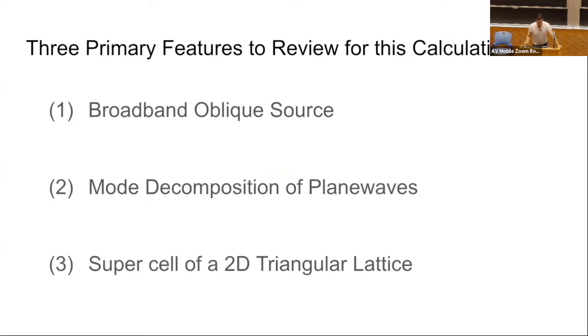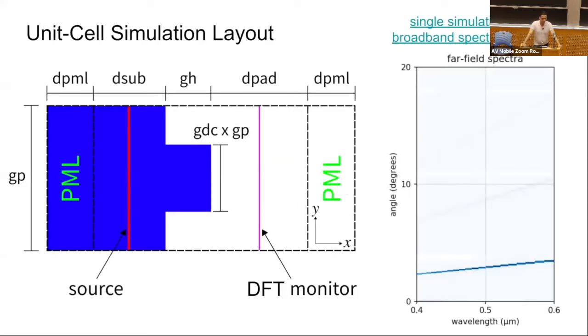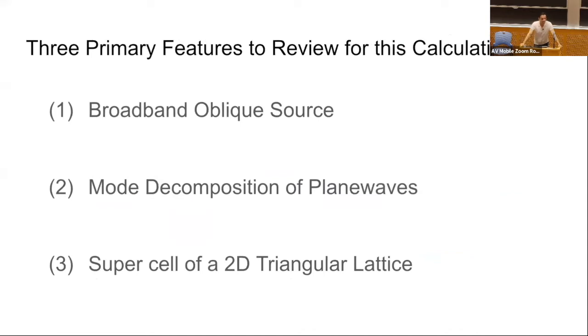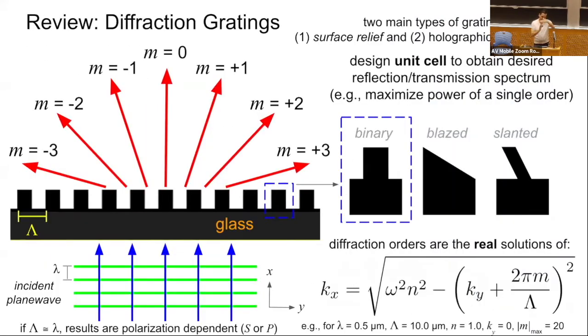All right, so in this calculation, there's really 3 key things you need to know when you're setting up these calculations that we're going to review as part of this tutorial. The first is, how do you generate a broadband oblique source? Okay, so as I mentioned, the incident source here is a plane wave, and typically in the simplest case, that plane wave is incident at normal incidence. But suppose you want it to come in at an off normal angle, okay? And you want it to also compute a broadband response, okay?